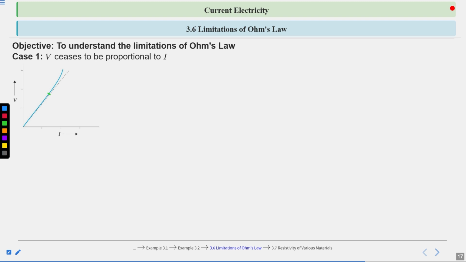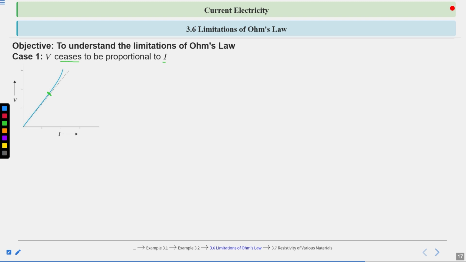So this blue line, till that point it is proportional. After that its proportionality is ceasing. Okay, V ceases to be proportional means V stops being proportional to I. Proportionality is disturbed here. Why? Due to some conditions it can happen.